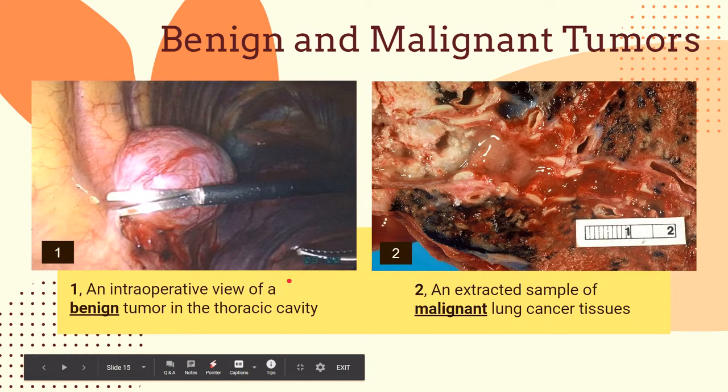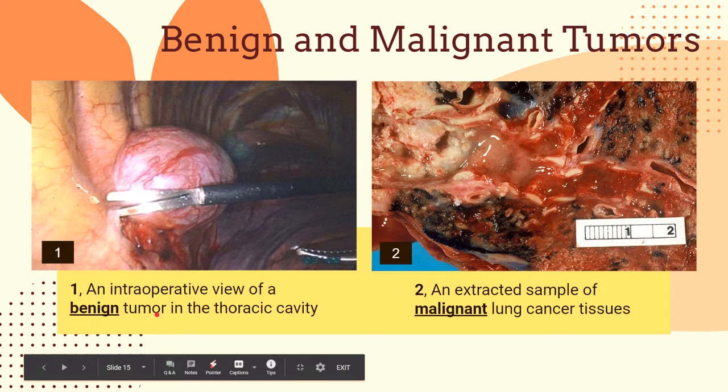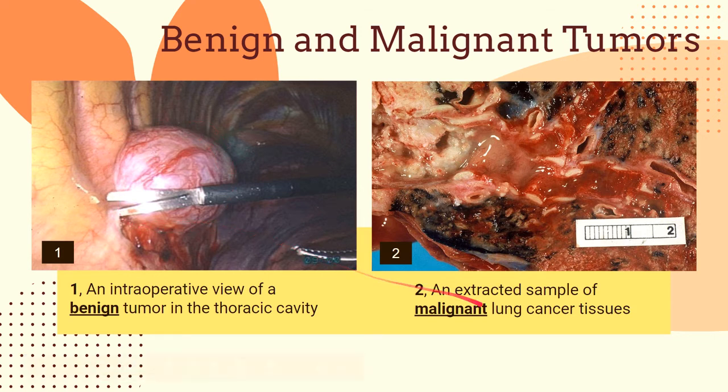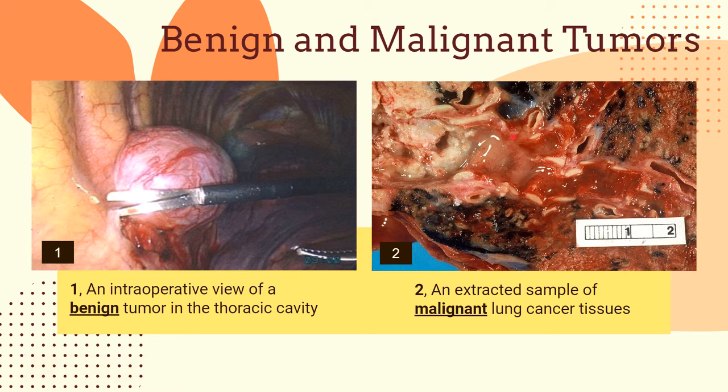Here is another set of pictures. This one is an intraoperative view of a benign tumor in the thoracic cavity. As you can see, it has a mass, but it is encapsulated. It's quite easy to remove through surgery. This one is an extracted sample of malignant lung cancer. As you can see, the black parts here have already invaded the different parts of the lungs. So it has spread already.